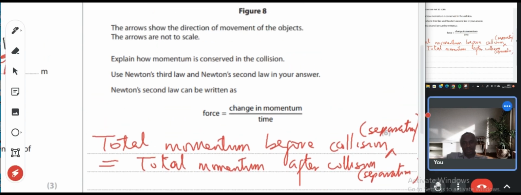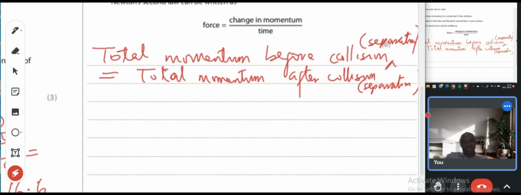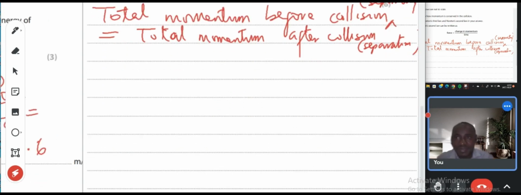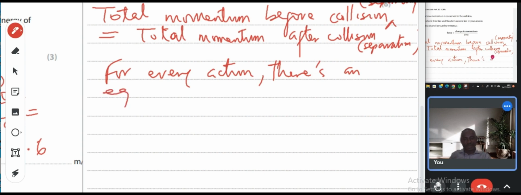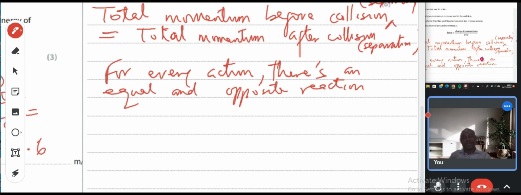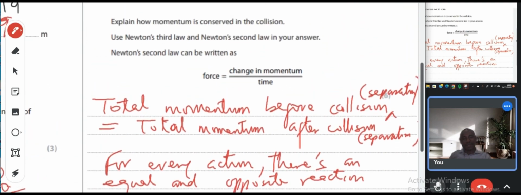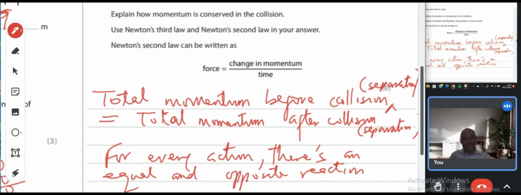Now it says, explain how this momentum is conserved. Use Newton's third law and second law in your answer. You know, the third law states that for every action, there's an equal and opposite reaction, right? Then, second law states that the rate of change of momentum is directly proportional to the force.